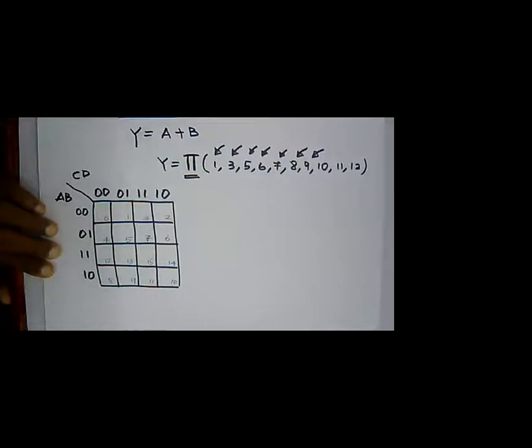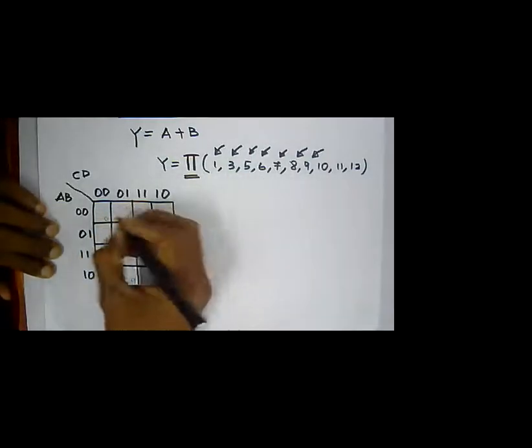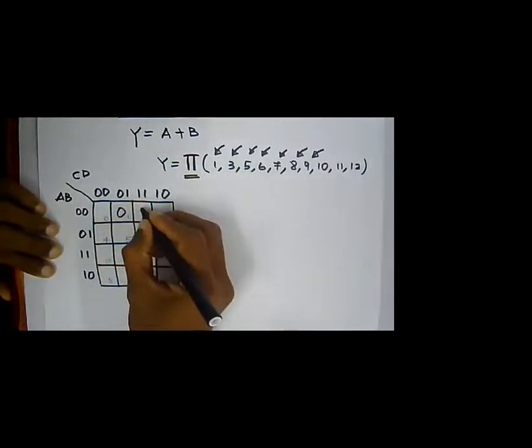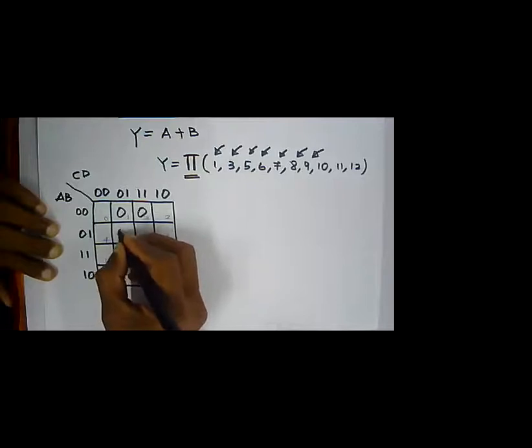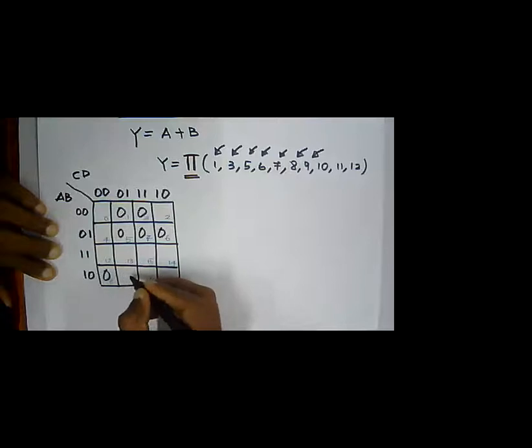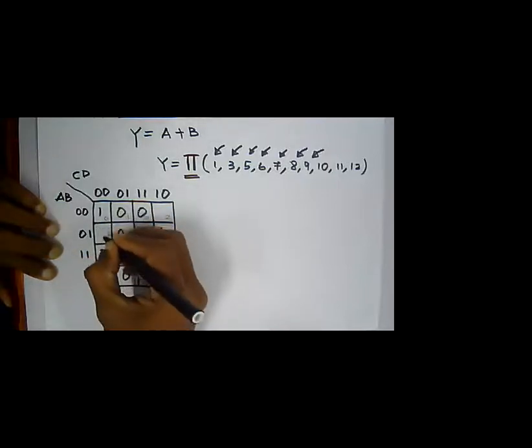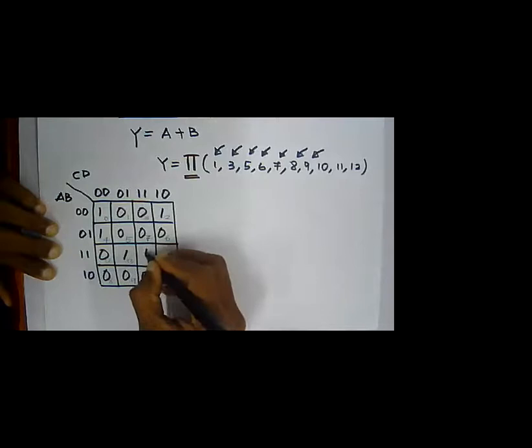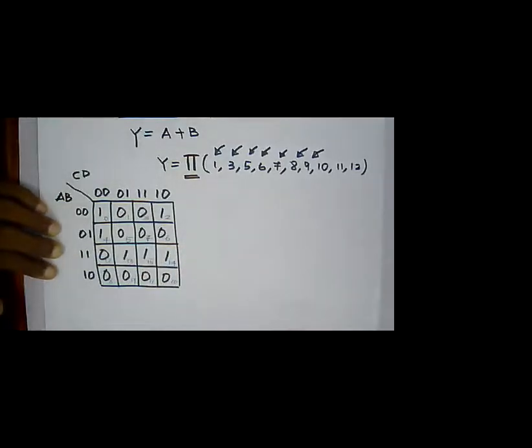What we can do is fill the given numbers as 0. So 1 is 0, 3 is 0, 5, 6, 7, 8, 9, 10, 11, and 12. All the others are 1s. So that's all about the K-map. Now we have to group the zeros.